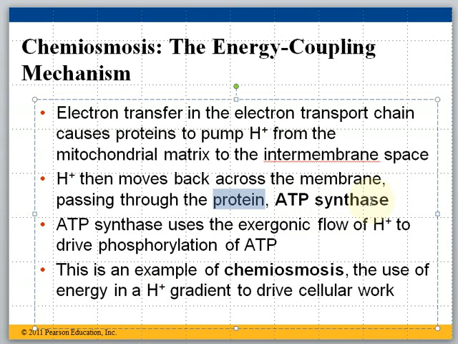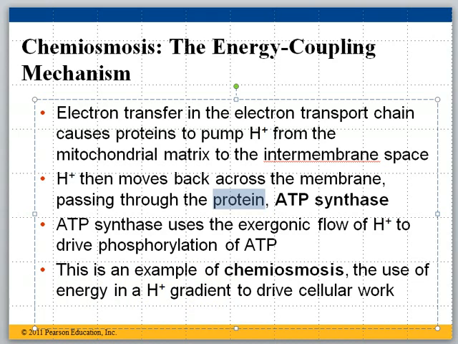ATP synthase is the machine that creates ATP. It's the protein that does this work. It uses this flow of H plus ions to drive what's called the phosphorylation of ATP. So this is what we call chemiosmosis. It's an example of chemiosmosis. We're using the energy of the H plus ion gradient to do actual work.